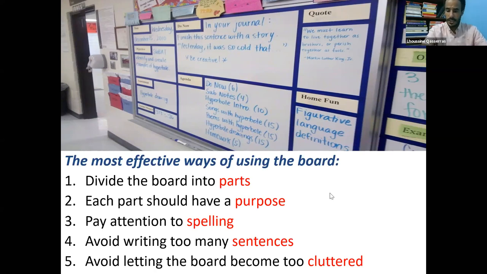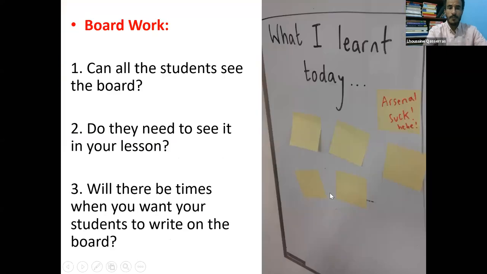Great. So next slide. Now, the board work, what are the questions you have to ask? Number one, can all the students see the board? That's why I said, don't write too many sentences. A lot of sentences, they may not see, okay? So which means your handwriting must be clear, big size. Number two, do they need to see it in your lesson? Do they need to see it in your lesson? Yes.